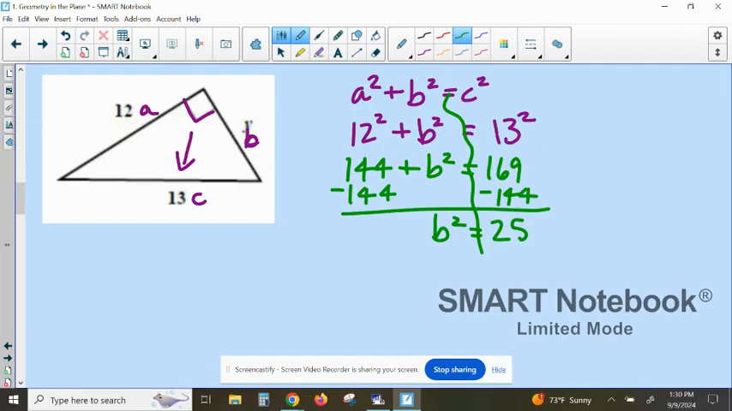Would it be okay if this side was 25 long? No, because the side opposite is a 13 and he has to be the biggest. So you would know you're not done yet, right? What do we got to do? Square root both sides. And so we're going to get B is equal to 5. Let's put that in our picture. So Y is 5. Let's see if that makes sense. Look okay? Yeah?